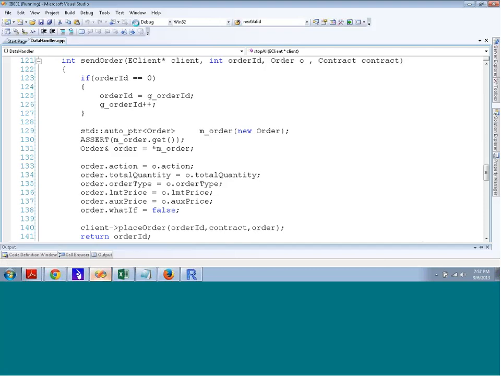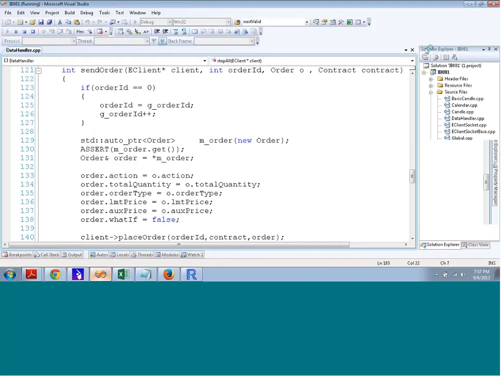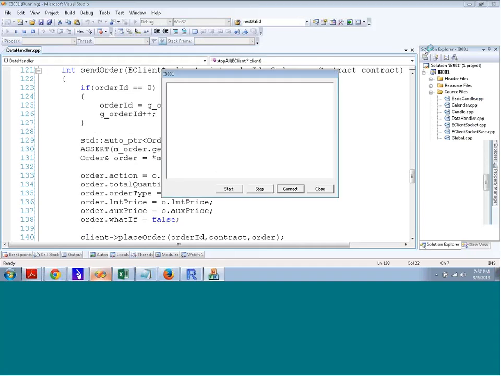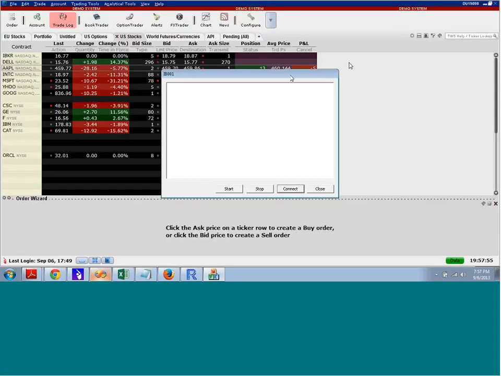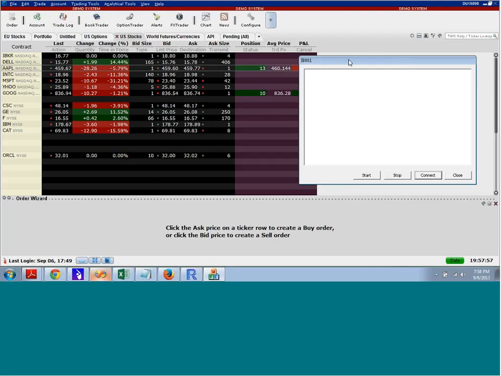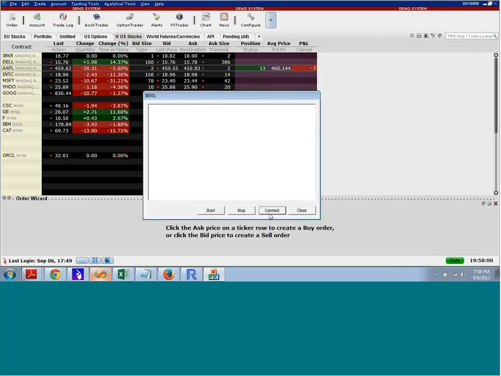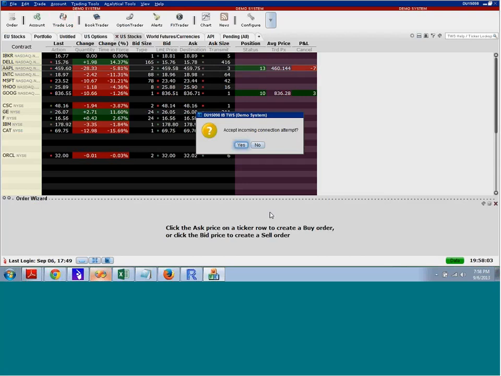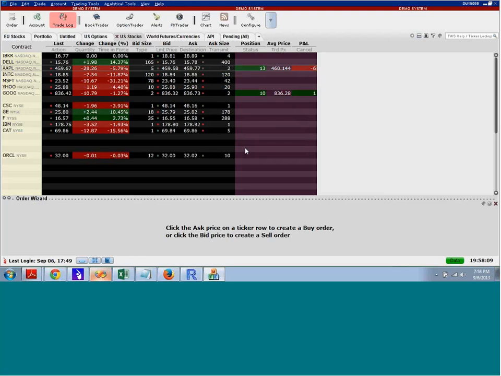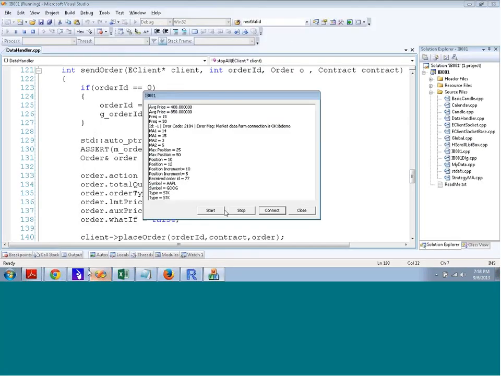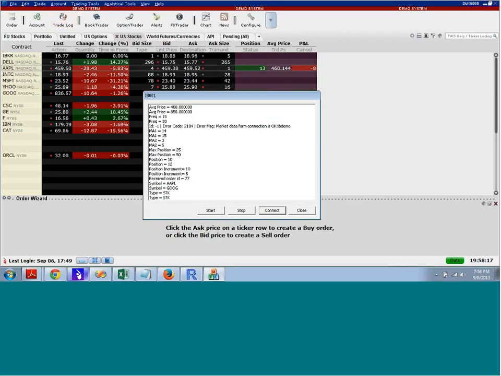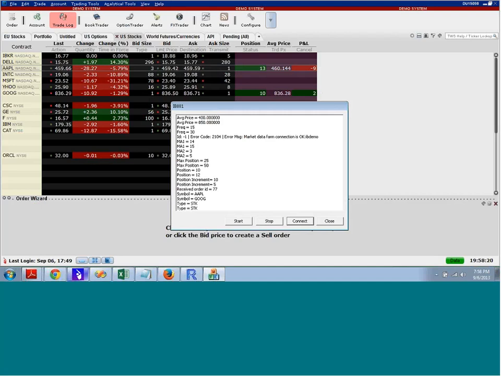Let me just run this program. So it's a very simple program. First it connects to Interactive Brokers. When I click on connect, it asks for permission whether I should allow this connection or not. And next, I have just two buttons, start and stop.